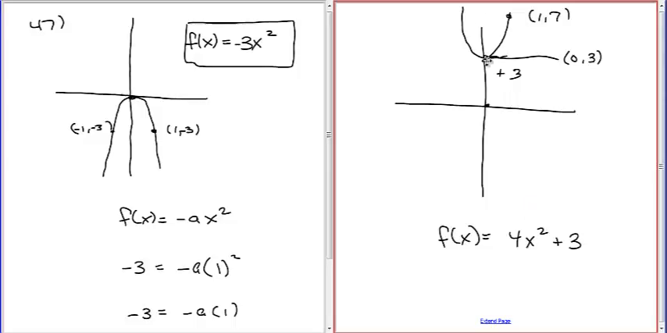And you can check it out. At x equals 0, you get y equals 3. At x equals 1, you get y equals 7. If you get x equals -1, you get y equals 7. So that's definitely the correct answer. Okay.